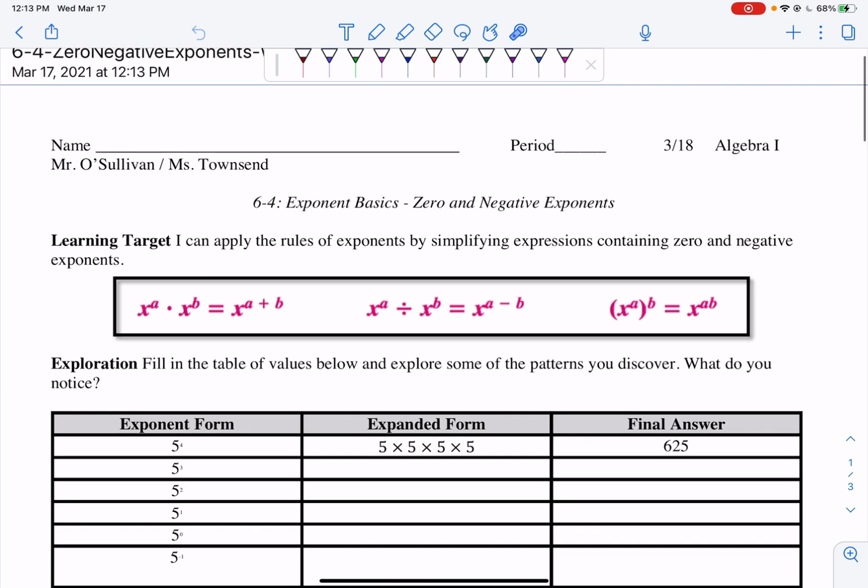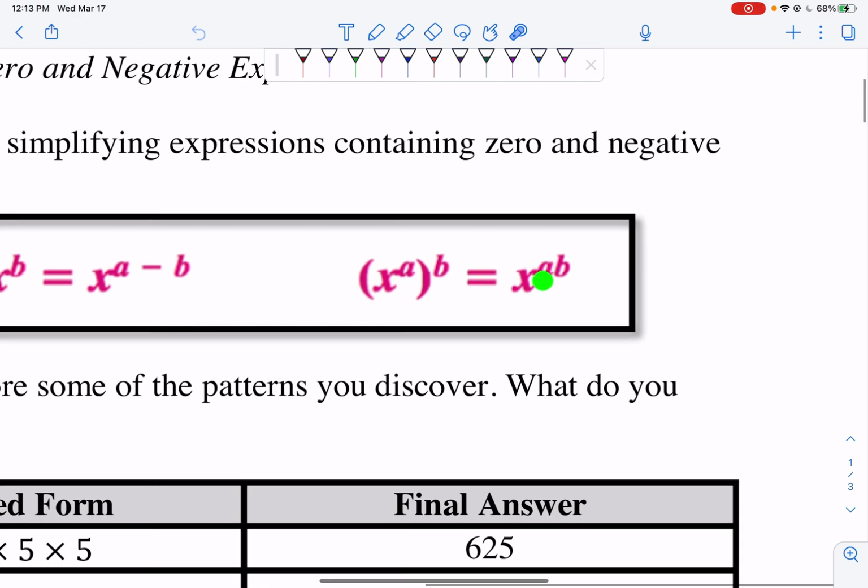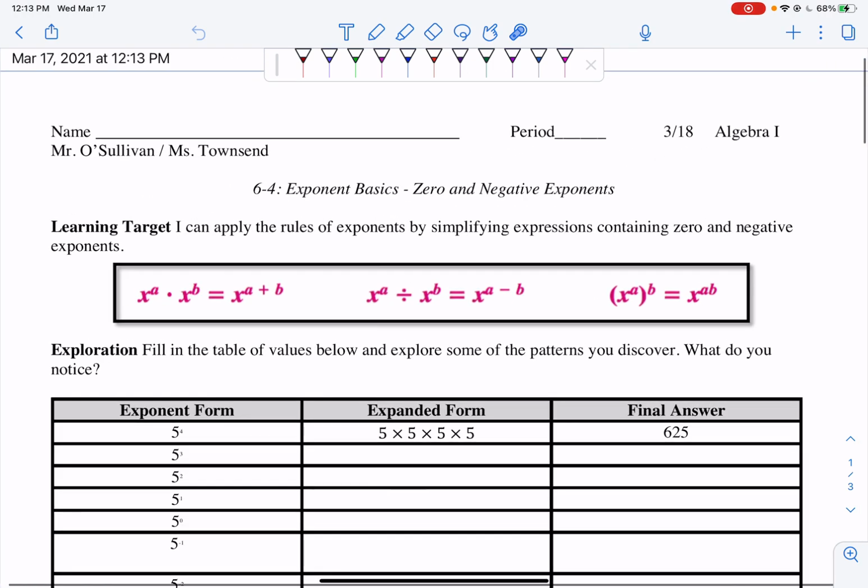So up top we have some of our exponent rules we've been looking at. We've looked at this rule right here. Basically, when we multiply exponents with the same base, we add our exponents. When we divide, we just subtract our exponents. And when we raise a power to a power, we actually just multiply our exponents.